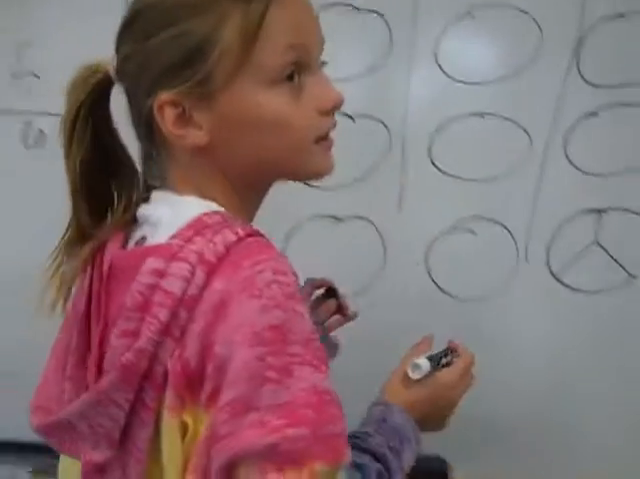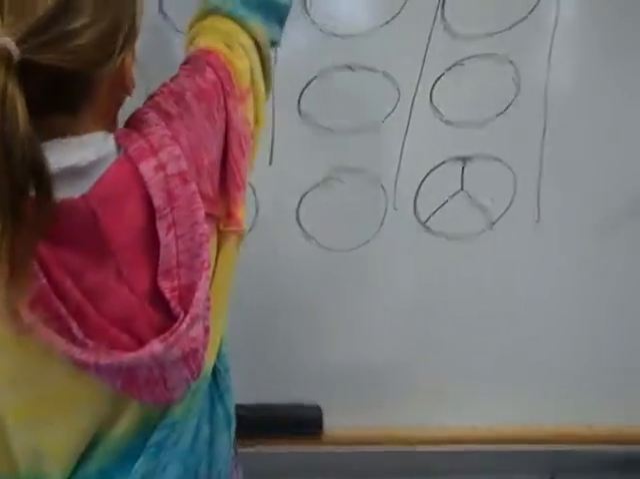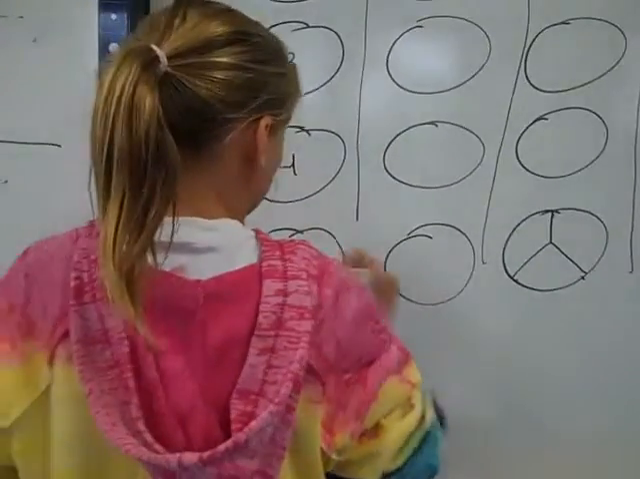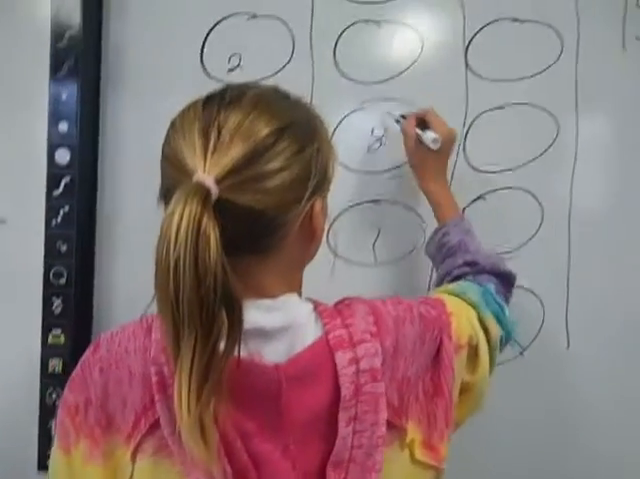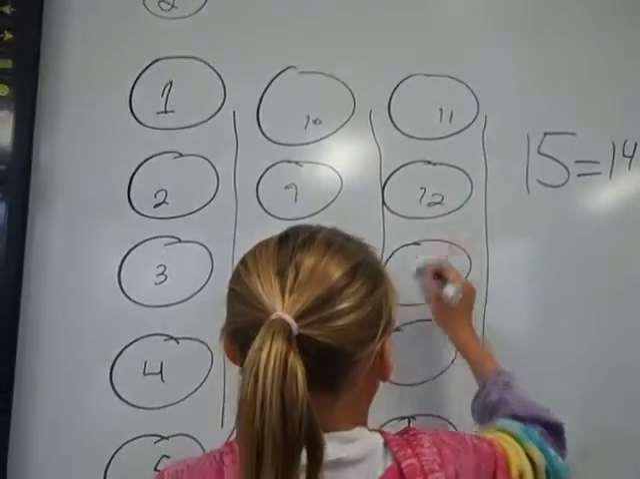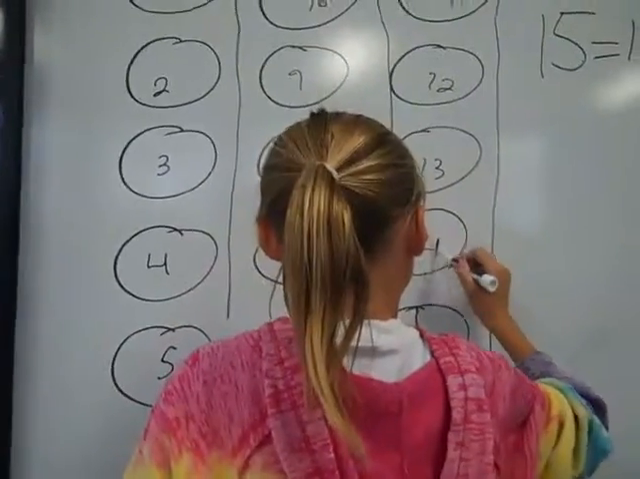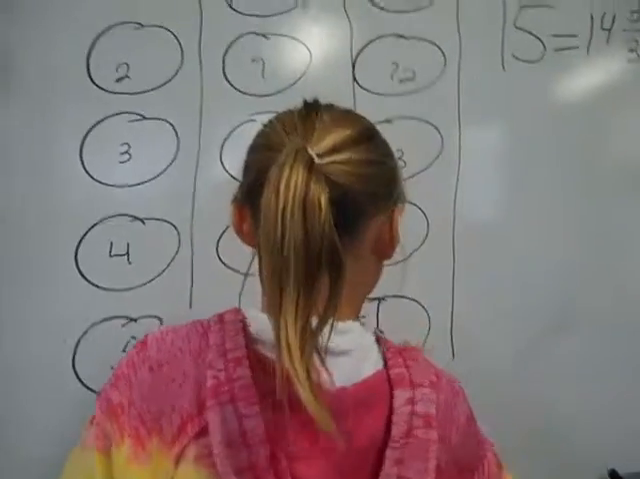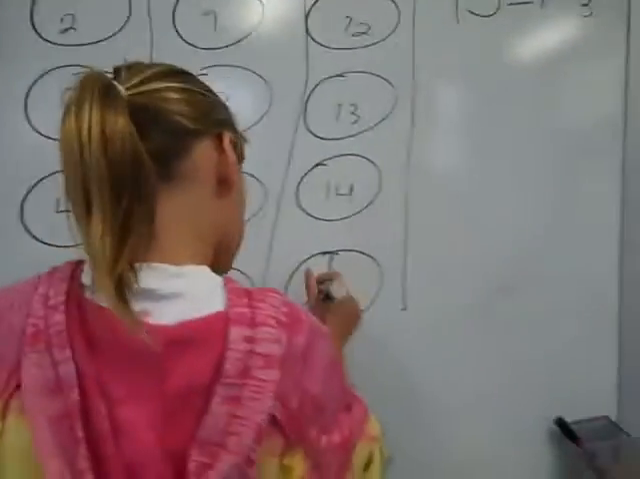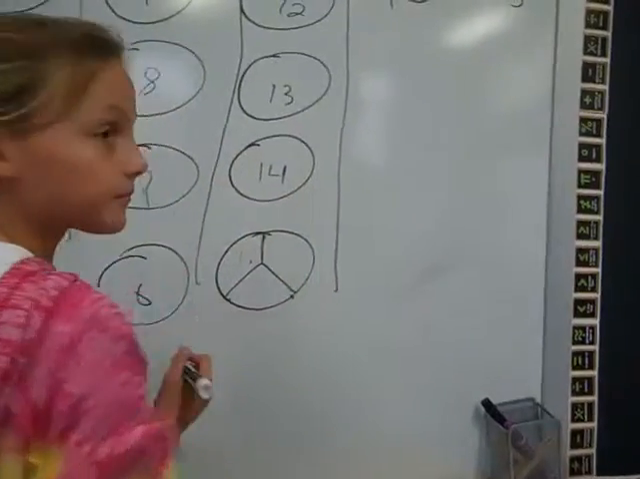Go ahead and put a number in for each one. 1, 2, 1. That would be 15 or 14 and... That's it. 10 to 2.